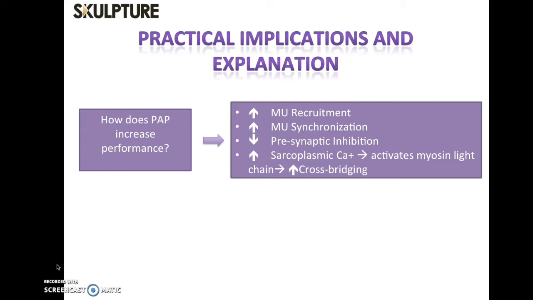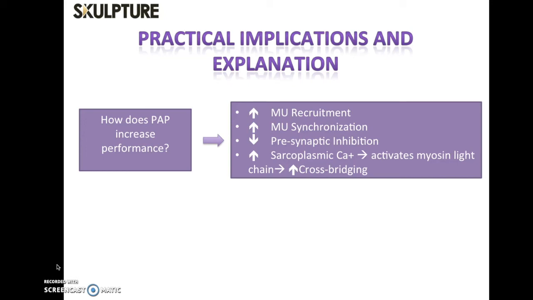So when we get a release of sarcoplasmic calcium, it activates myosin light chain, which is part of the muscle fiber responsible for the actual contraction and shortening of the muscle. Once we get activation of this myosin light chain, we get an increase in cross-bridging. And it's this cross-bridge process and multiples of this cross-bridging process that allows the muscle to shorten. Subsequently, we see a muscle contraction. So there are four of the main reasons or suggestions as to why post-activation potentiation might increase performance.